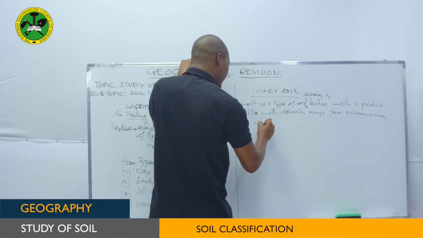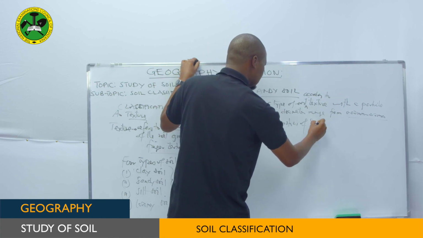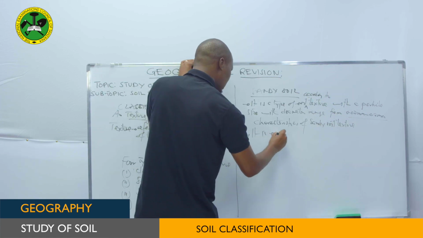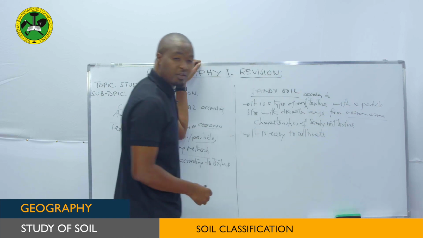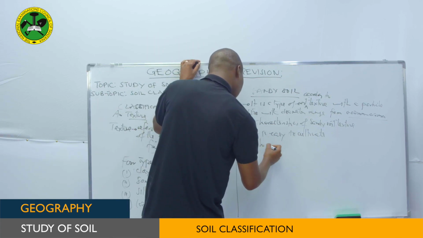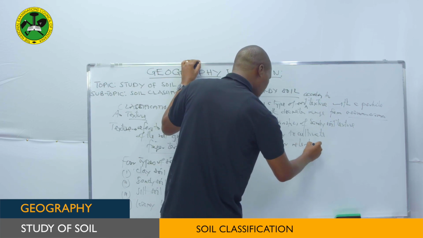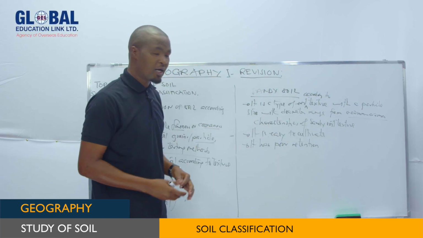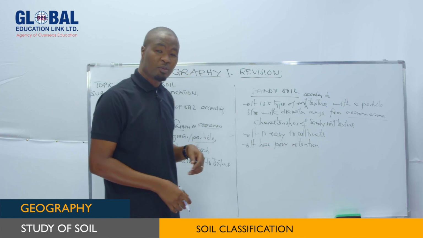Let's see the characteristics of sandy soil texture. It is easy to cultivate. It has poor retention capacity. It is easy to cultivate because of the large empty spaces within it. Then it has poor retention capacity.